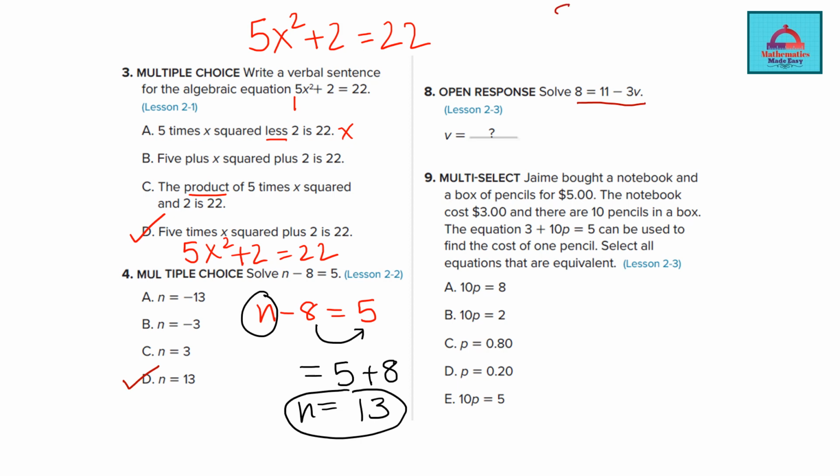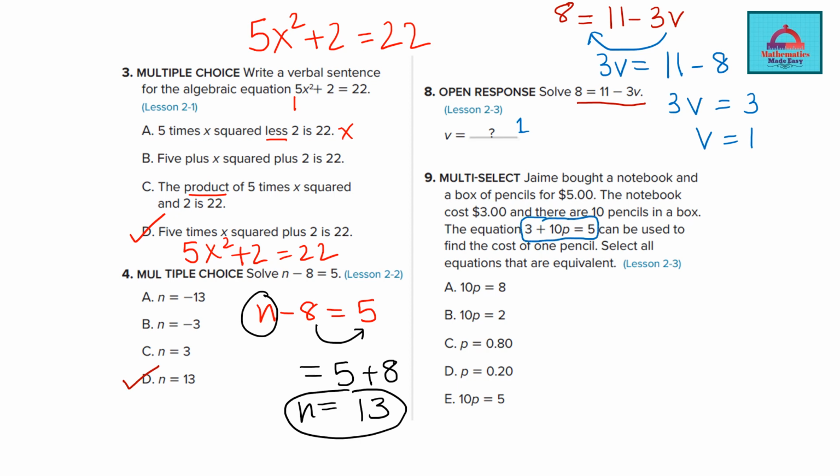Okay, next we have this equation which we have to solve for v. So I'm going to write 8 equal to 11 minus 3v. Now we need to find value of v, so we are going to isolate the variable v. Let's move it on the other side so that it becomes positive and move the 8 here. So this becomes 11 minus 8. 3v goes on the other side. So 3v is equal to 3, or v is equal to, divide by 3 both sides, 1. So answer is 1.